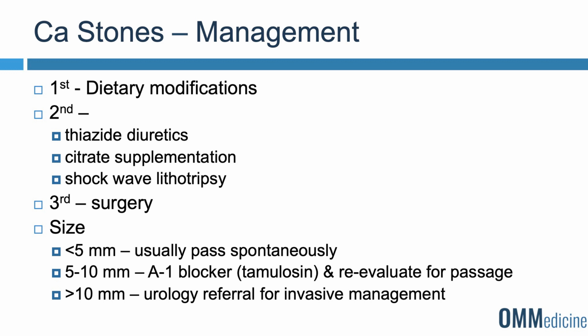The second line for the management of kidney stones after simple dietary modification is going to be thiazide diuretics, the supplementation of citrate, and then shockwave lithotripsy if the above options have not already worked. And obviously, if all else fails, surgical intervention can be used to help relieve the kidney stone.